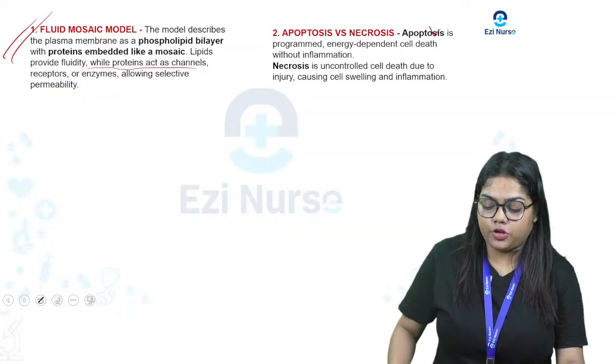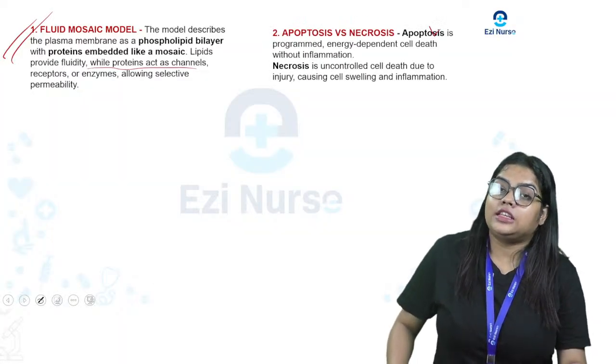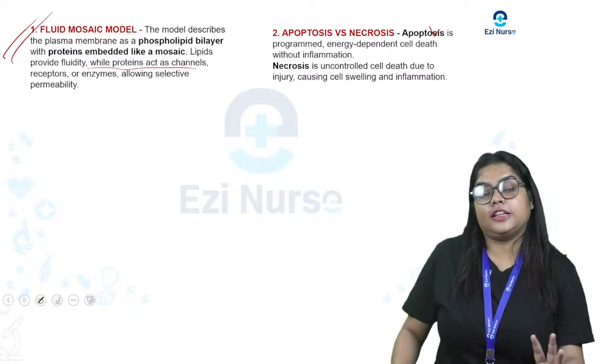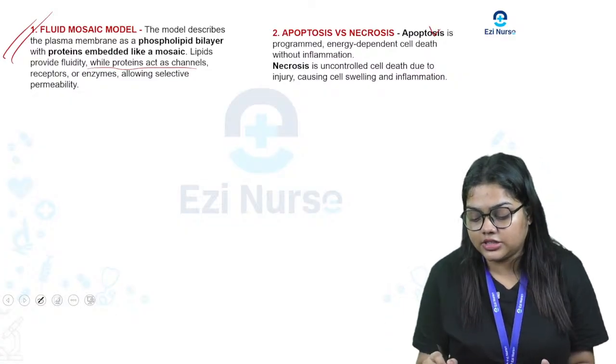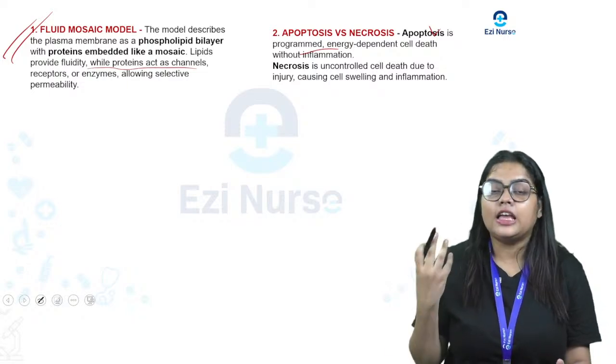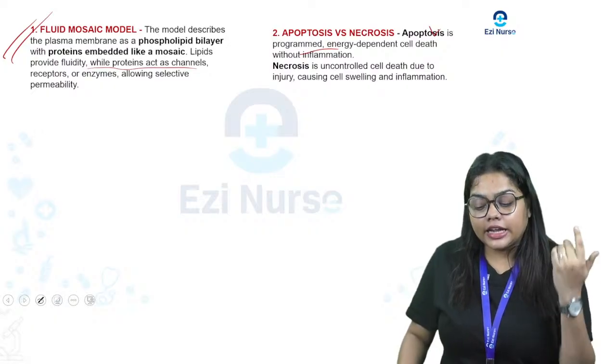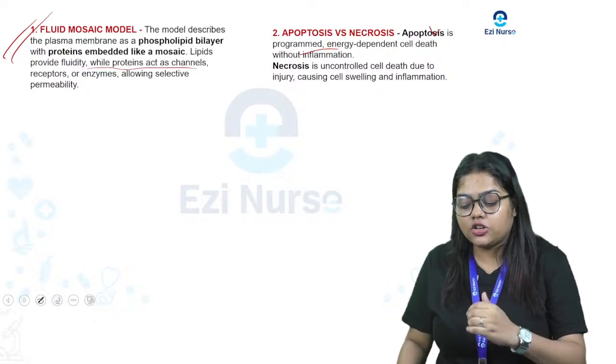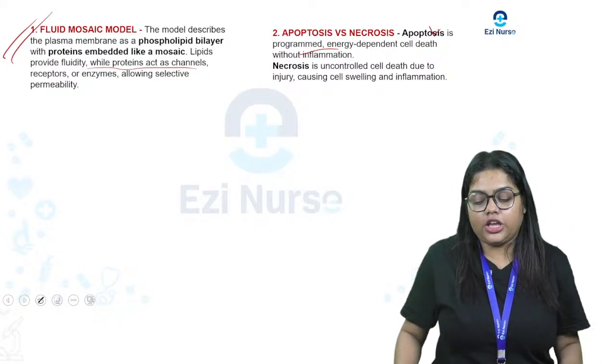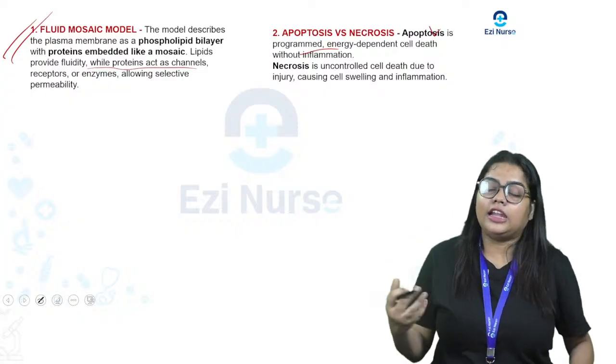Next is apoptosis or necrosis. As I have already told, necrosis is cell death actually. Apoptosis is programmed, energy-dependent cell death without any kind of inflammation, and necrosis is uncontrolled cell death due to injury causing cell swelling and inflammation.